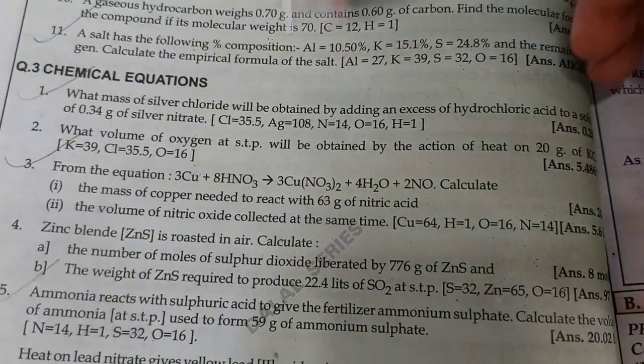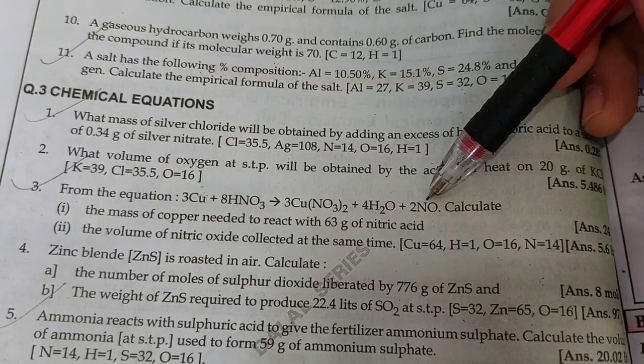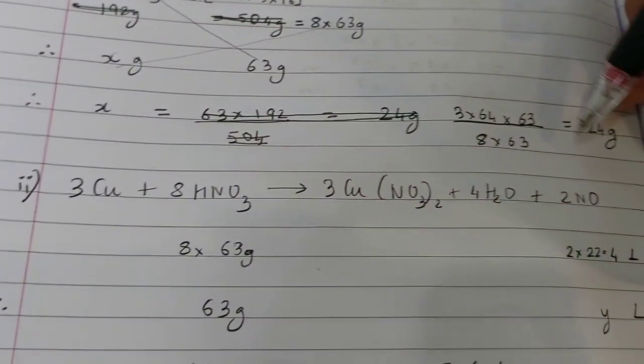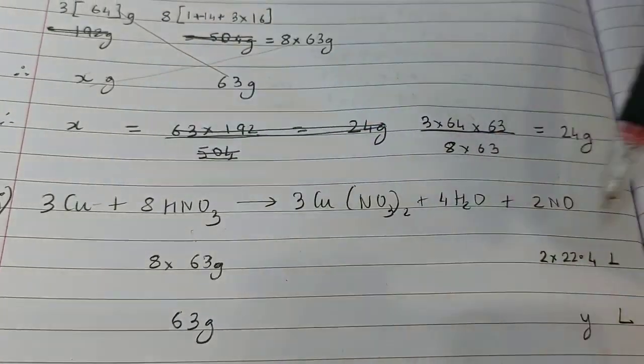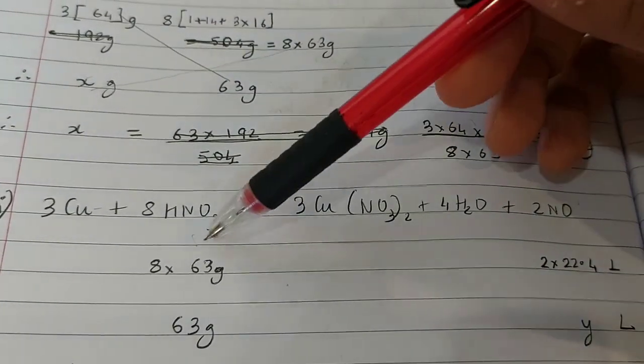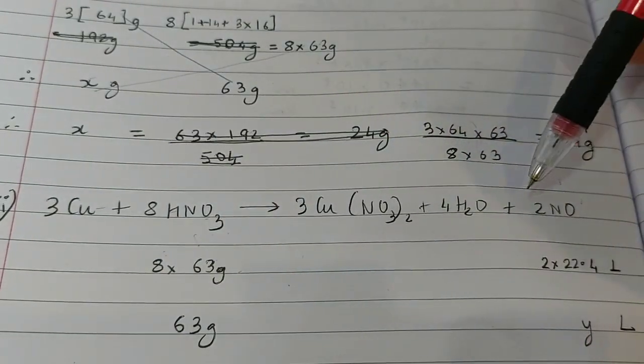Now 3.2, what is the volume of nitric oxide collected at the same time? So I'm going to write the equation once again. Let's focus on nitric acid and nitric oxide. I could have done this with copper and nitric oxide also, by the way. For nitric acid, it's 8 moles, so 8 into 63 gram will give you 2 moles of NO.